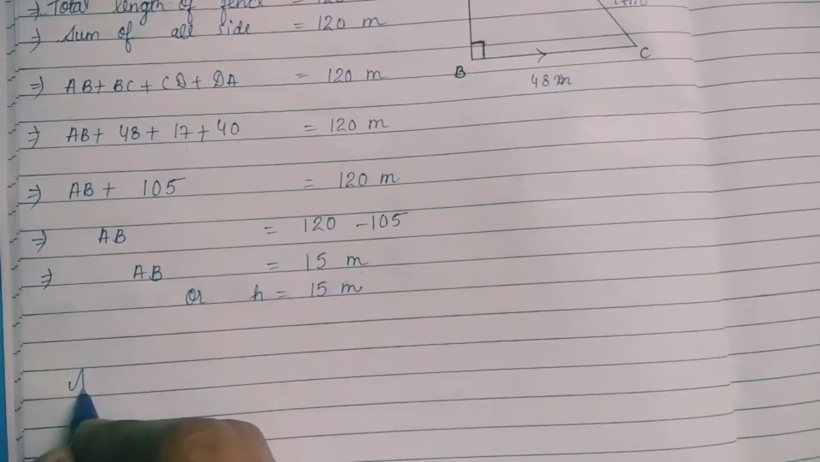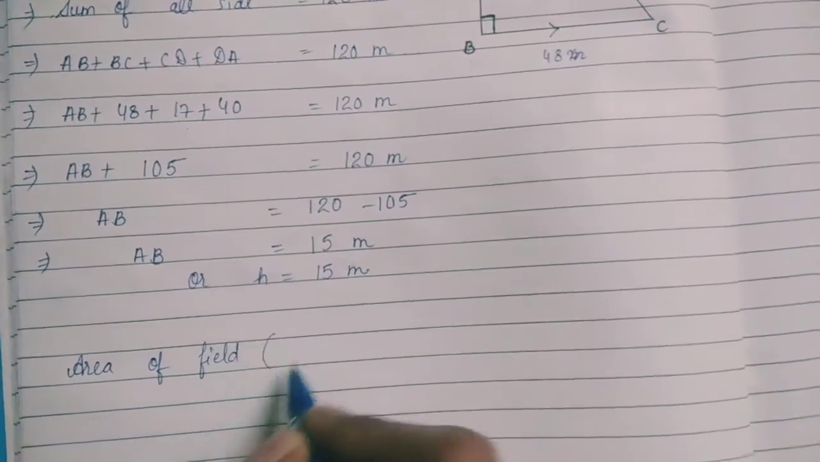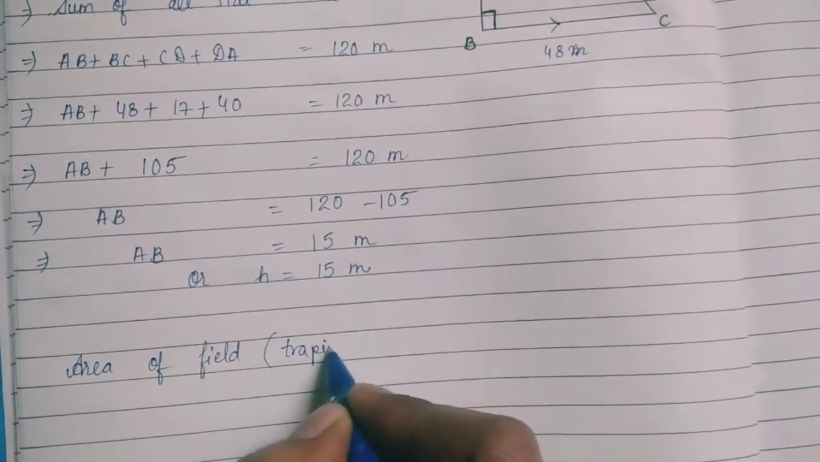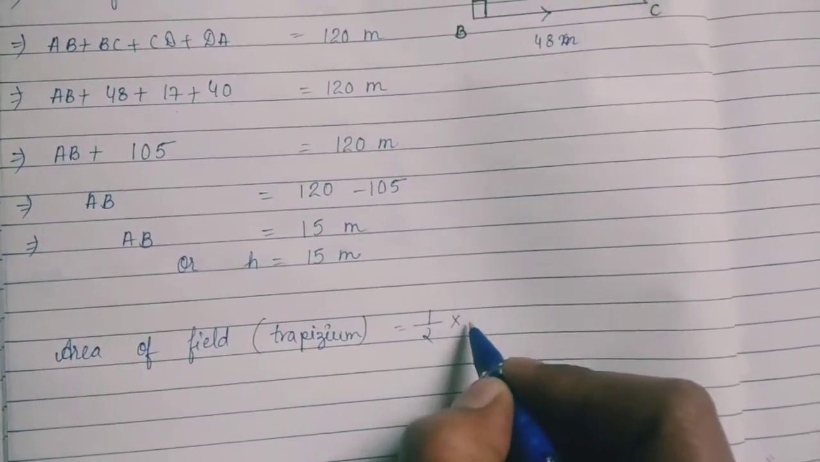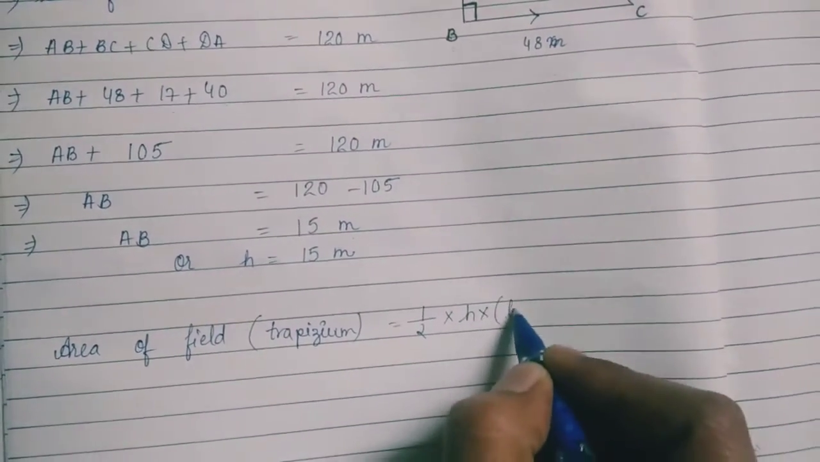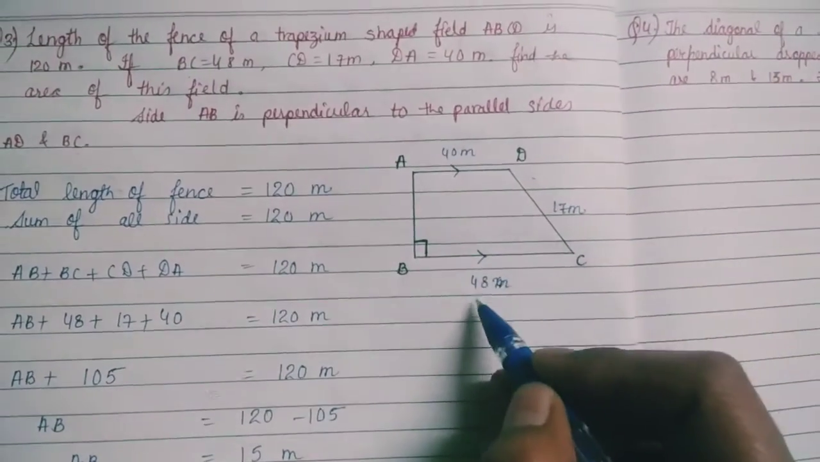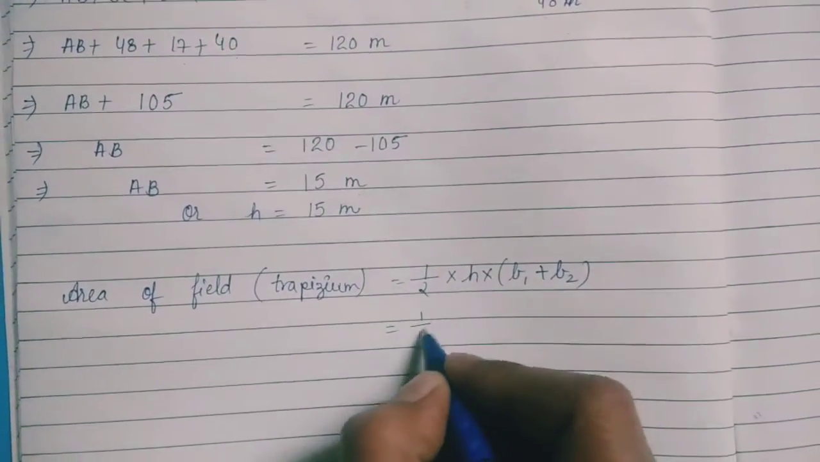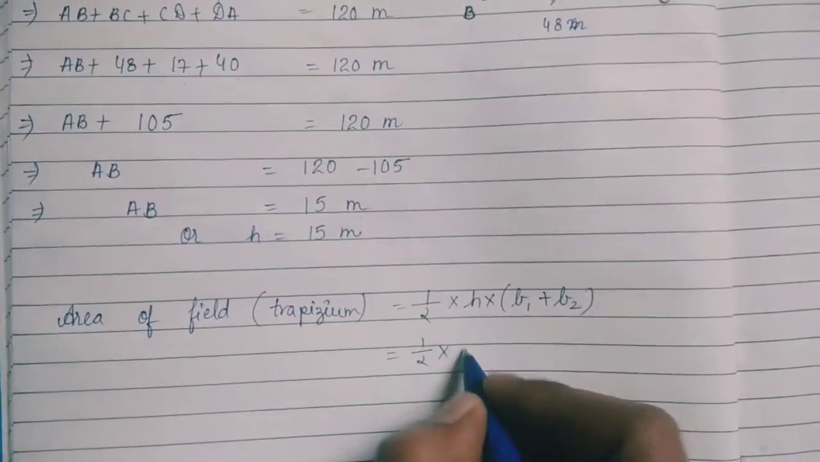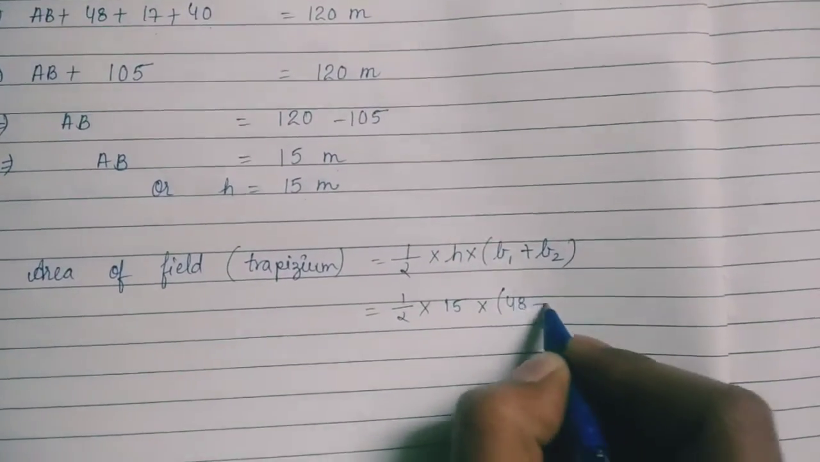Now we can easily take the area of the field. The field is in the shape of a trapezium. That's why we are applying the formula of trapezium, which is half into height into sum of parallel sides, which we denote by B1 and B2. So half into height into B1 plus B2. Height is 15. The parallel sides, one is 48, the second one is 40. So 48 plus 40.